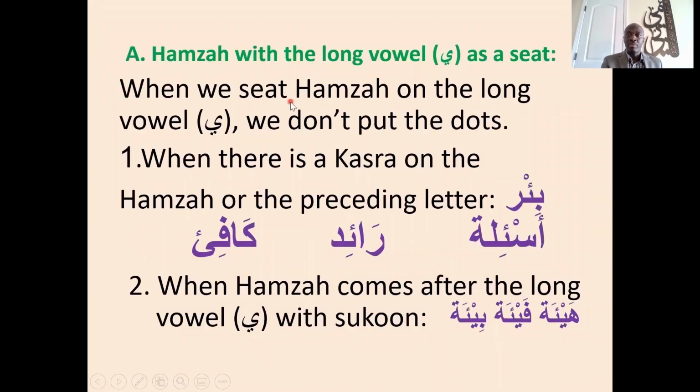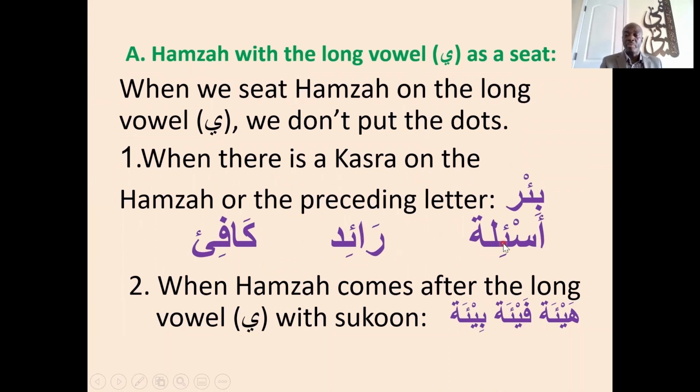So let's see the rules. Today is hamza with long vowels as a seat. We said that we are going to talk about the hamza seated on the ya and on the waw. So this one is hamza seated on the ya. Let's discover the rule. When we see hamza on the long vowel ya, we do not put the dot. I have already mentioned that. It is when there is a kasra on the hamza or the preceding letter.